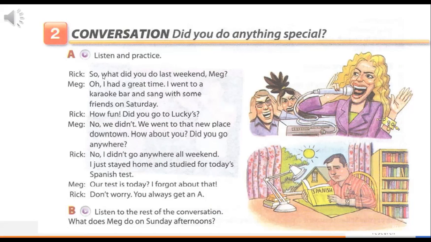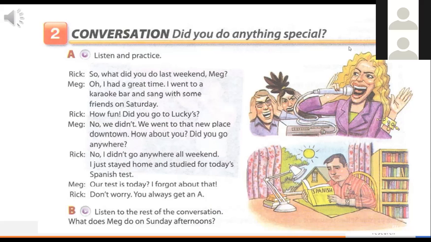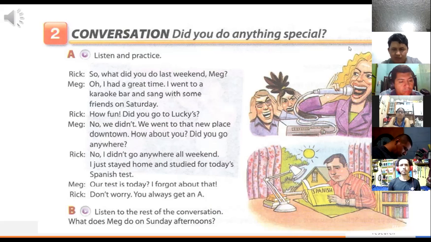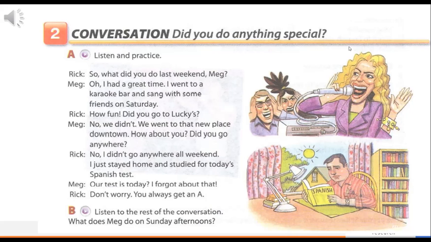So, what did you do last weekend, Meg? Let's try to do the right intonation, please. Vamos a hacer la entonación. And my recommendation is, with your microphone muted, practice the conversation and repeat after me, please. Okay? Thank you. So, what did you do last weekend, Meg?